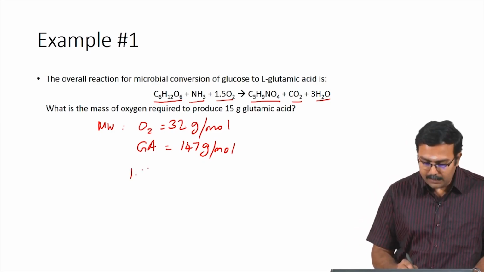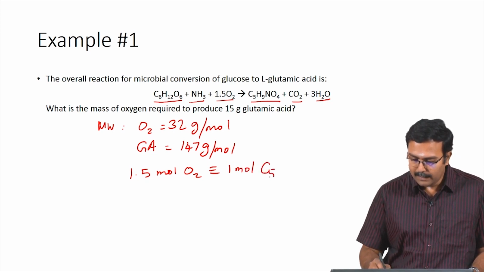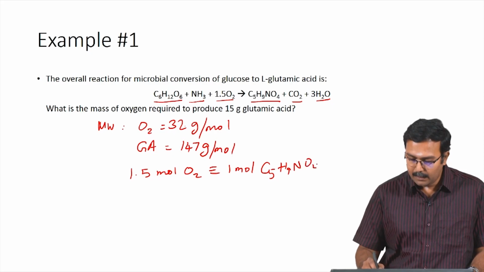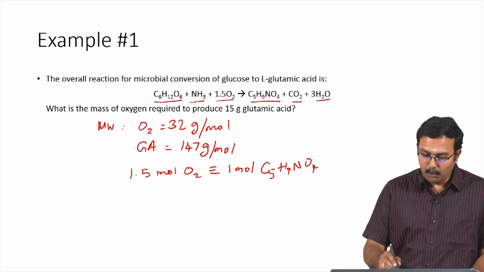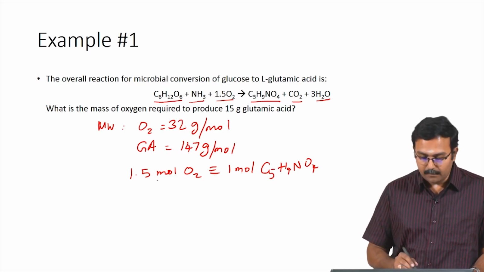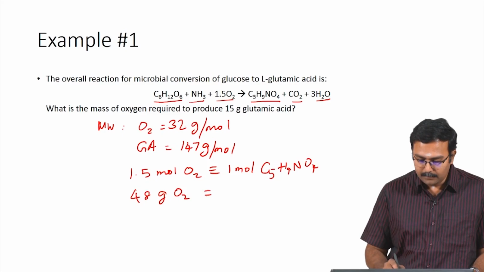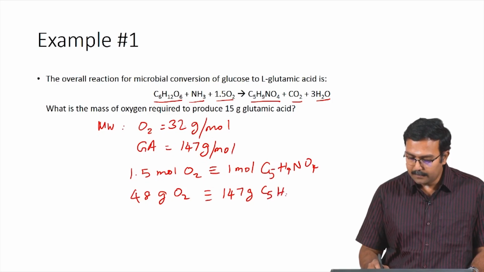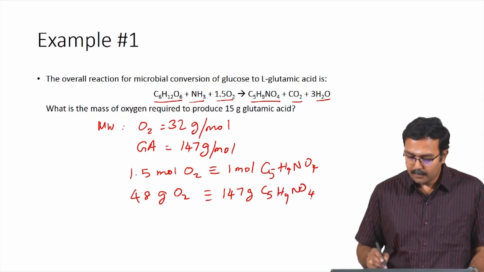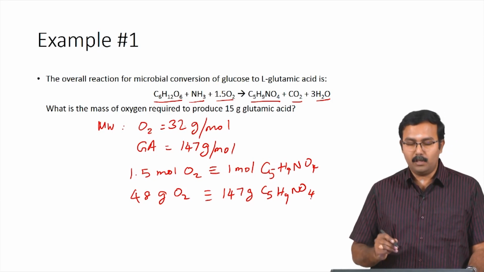So writing this down, we can say that 1.5 moles of oxygen produces 1 mole of glutamic acid, which is C5H9NO4. So substituting the molecular weights, we can convert these to masses. 1.5 moles of oxygen would weigh 48 grams of oxygen. This would produce 147 grams of glutamic acid. We need to calculate the amount of oxygen which is required for producing 15 grams of glutamic acid.